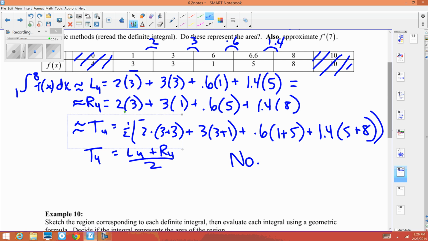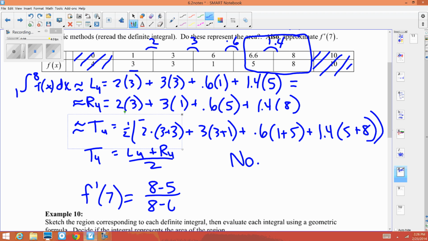And also approximate f prime of 7. Okay, this isn't like last time. We can't use multiple things. 7 is in between these two, so this is the only thing that we can use to approximate it. So we'll do 8 minus 5 over 8 minus 6.6. And again, you can get a decimal if you want. And that's not the exact f prime of 7. We're approximating, so we're putting those squiggly equals.